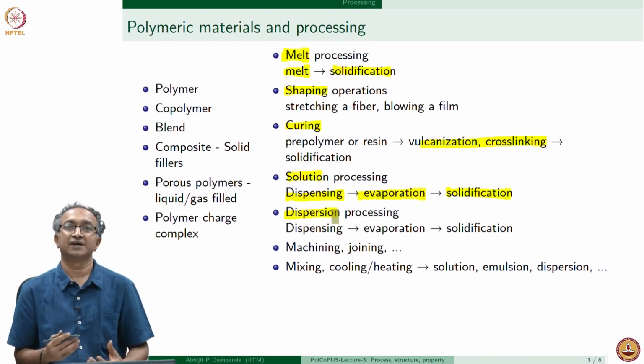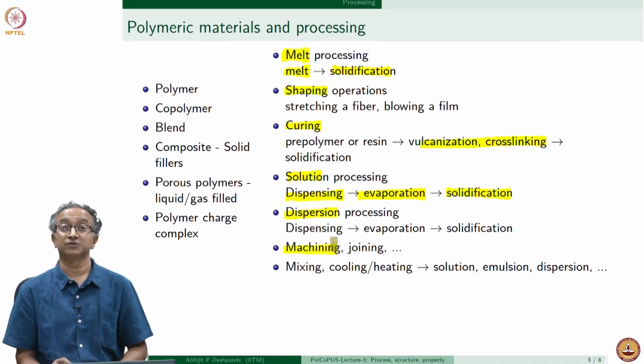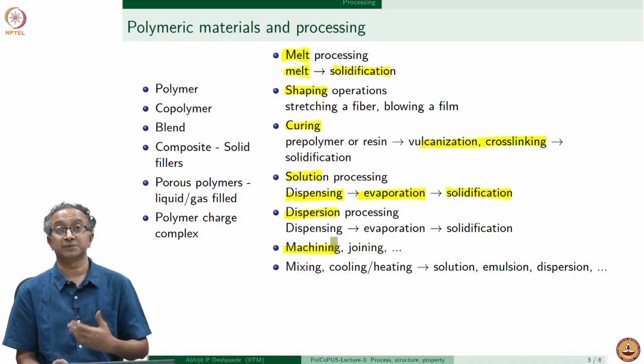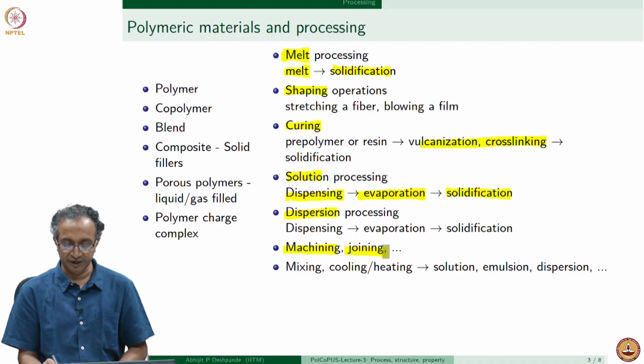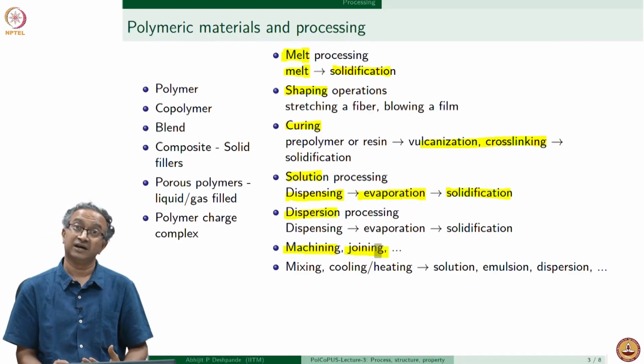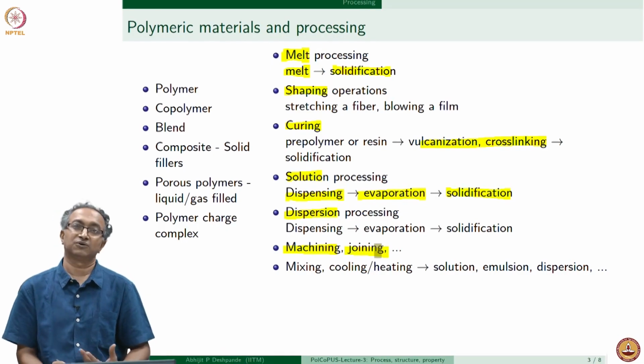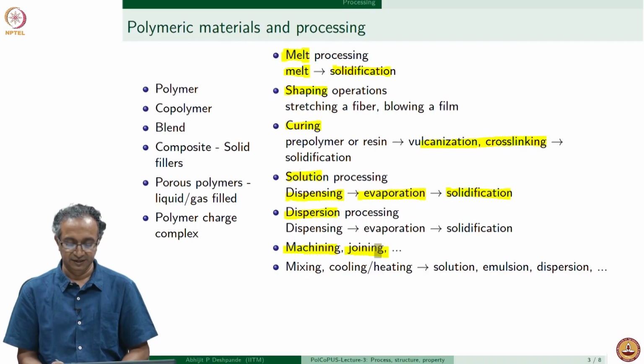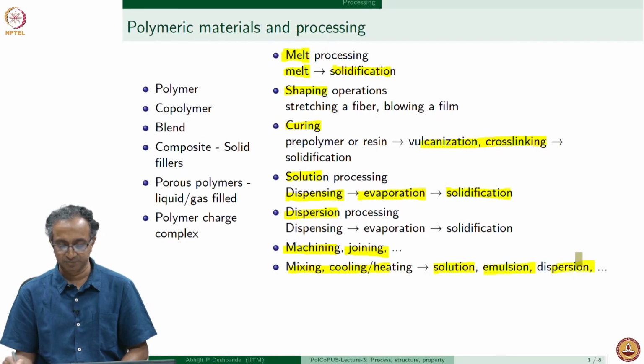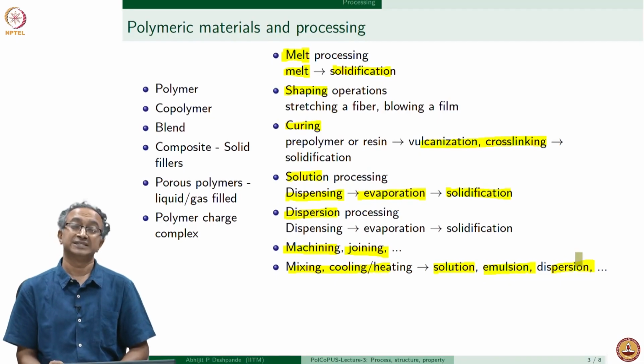And of course, when we are looking at engineering of these materials, we may have to cut, we may have to shape, give it a particular shape, we may have to join, welding may have to be done, or fastening may have to be done. So many of these machining operations are also required as part of processing. And another aspect: we have to make solution, emulsion or dispersion, we will have to do mixing and cooling, heating and all of these operations.